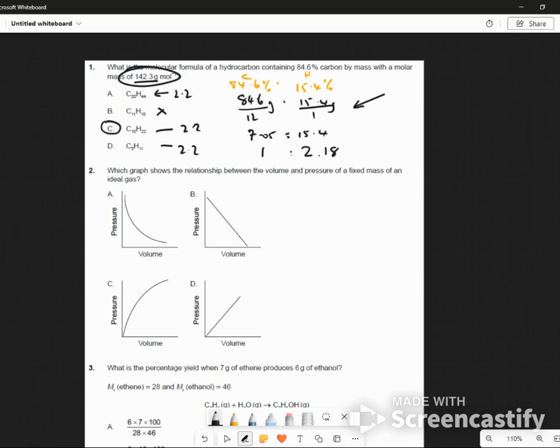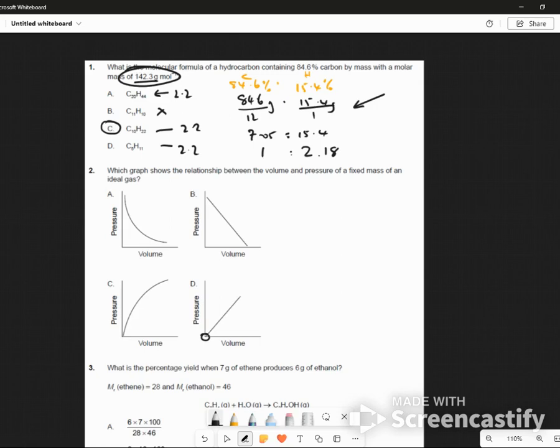That's a bit boring. All right, which graph shows the relationship between the volume and pressure of a fixed mass of an ideal gas? All right, ideal gas, high pressure, low volume. Okay, so this is low pressure, high volume. That's wrong. What am I talking about? Hold on, let me correct that. If the pressure is high, the volume is low, isn't it?